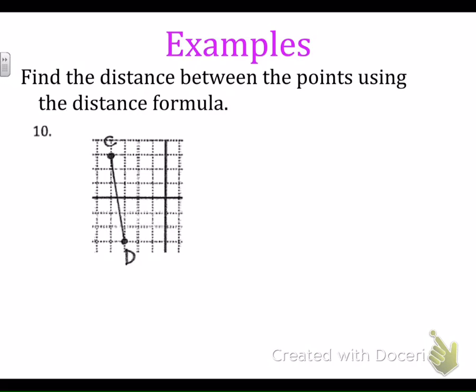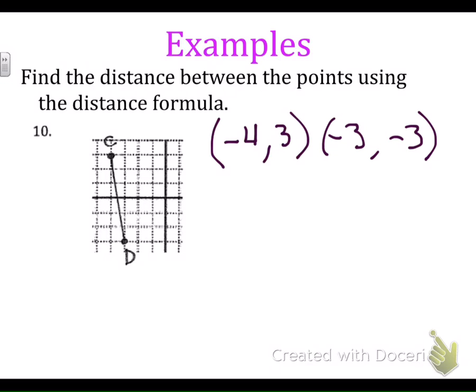Alright, we've got 1 point is negative 4, 3, and the other is negative 3, negative 3. If the points are different on your worksheet, just change it to what I have here so you can follow along.